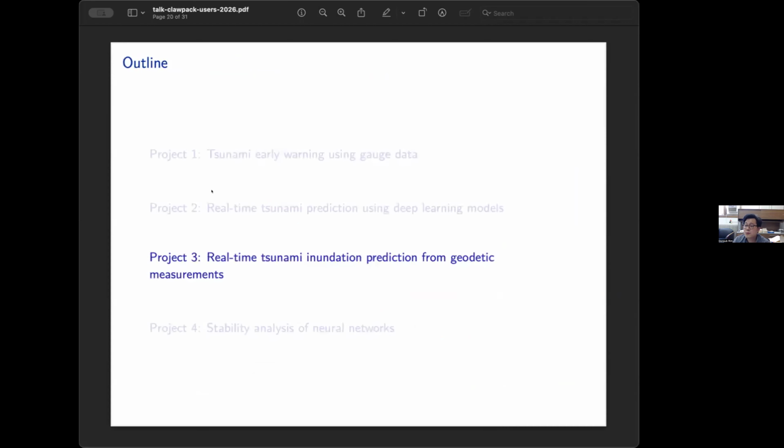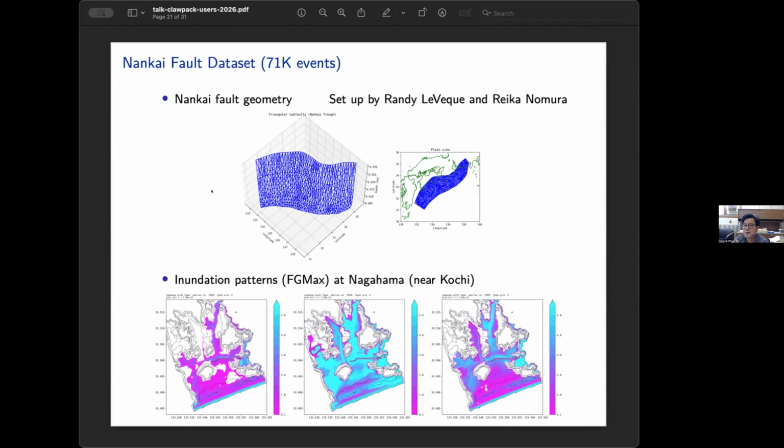Okay. And next, we're now trying to predict the inundation patterns, not just the 1D tsunami time series. And it turns out that's a much more difficult task. So we moved geometry to the Nankai Fault, which has this fault geometry. Oh, I must say that this depth axis is inverted. It actually should be curving downwards, but then these two perspectives will not match, so it's inverted.